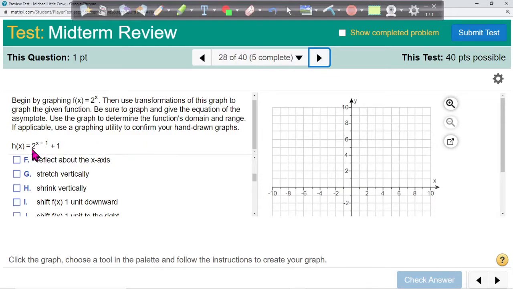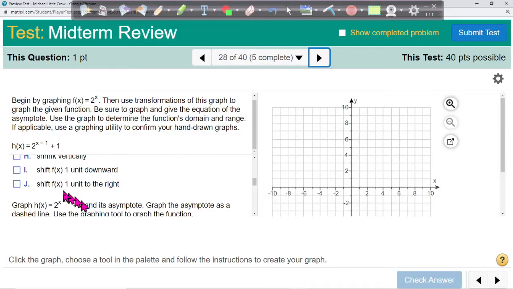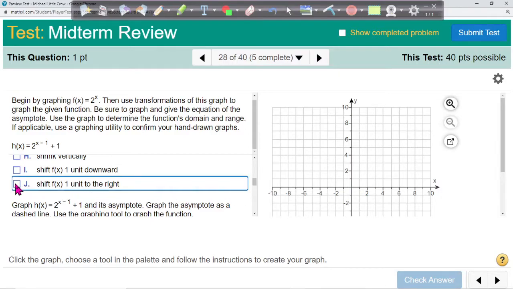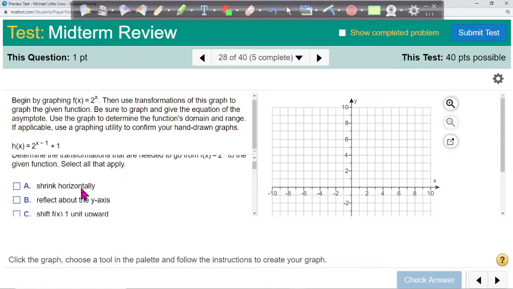Right? So those are the transformations. Does not reflect about the x. Nope, there's no negative on the x. It does not stretch. It's not shrinking. It's just a shift upwards, not downward. A shift 1 unit to the right. Yeah, it does go to the right because we're subtracting 1, so that actually moves it 1 in the positive direction, which is the right. That's the only one. Let's see what else.